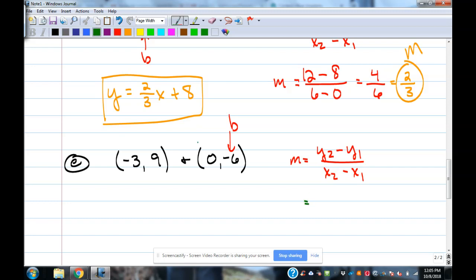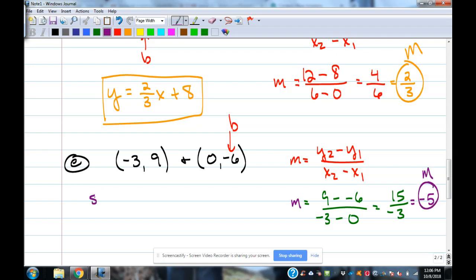So it doesn't matter what order I start with the y's. I'm going to start with 9. 9 minus -6 over -3 minus 0. That'd be 15 over -3, which would be -5, because this 3 is still negative, so it'll be a negative 5. So my slope is negative 5.